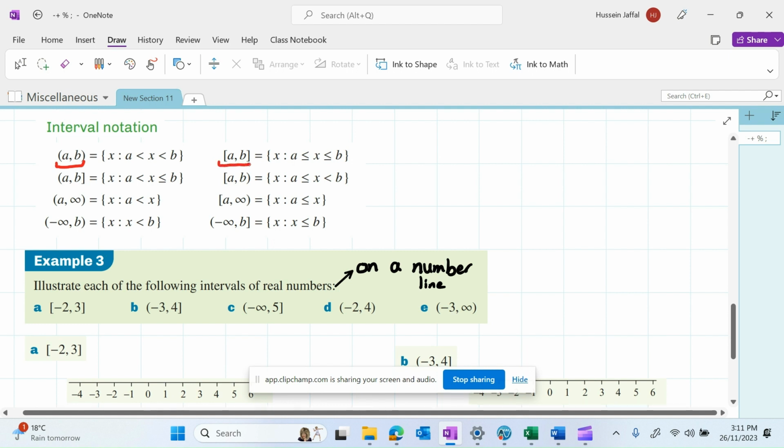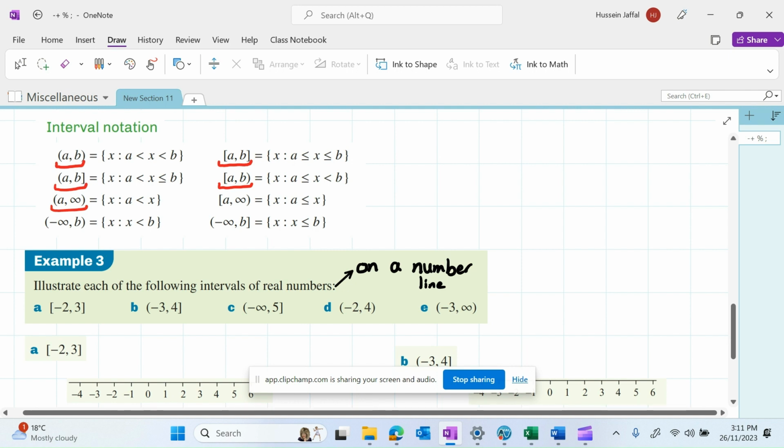However, the second one here, it means that A and B are included. We call this closed brackets and closed brackets. And in this one here, A is not included and B is included. In this one here, it means that A is included and B is not included. In this one here, A is not included and it goes to infinity.